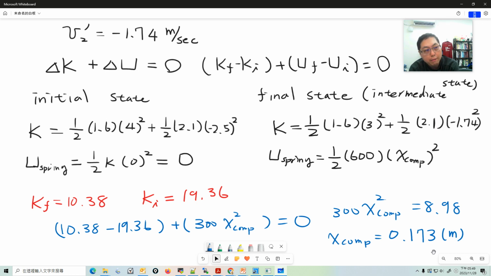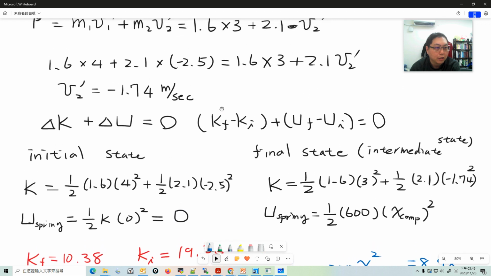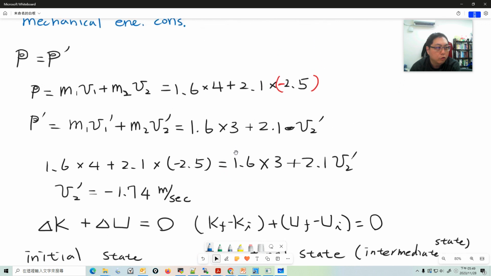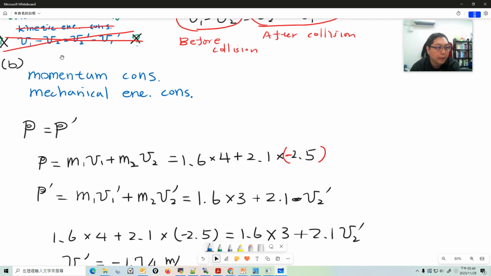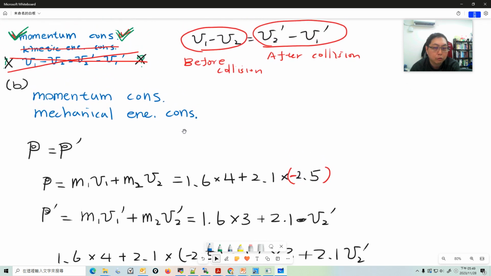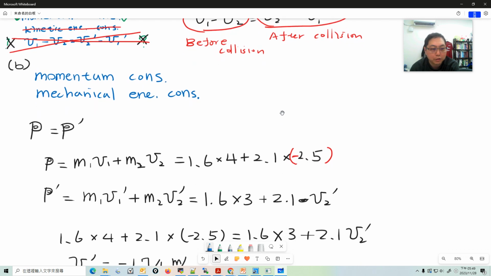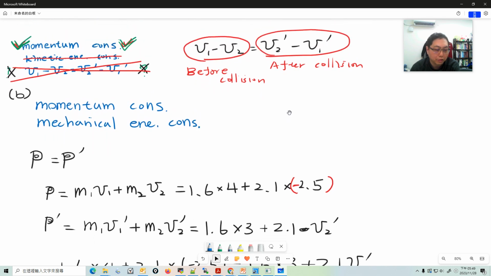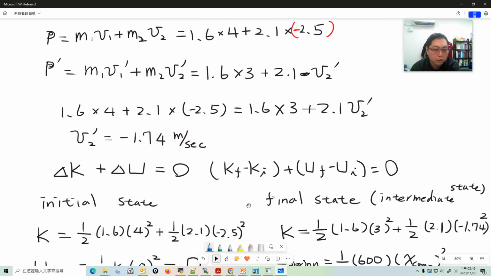So in this problem, we use the momentum conservation and mechanical energy conservation to solve for the compression value of the spring at the intermediate state. This problem is kind of a review of the energy conservation calculation. In this problem, we cannot use V1 minus V2 equal to V2 prime minus V1 prime because we are calculating an intermediate state during the collision. So this equation is not for an intermediate state. It's for before and after the collision, specifically elastic collision.